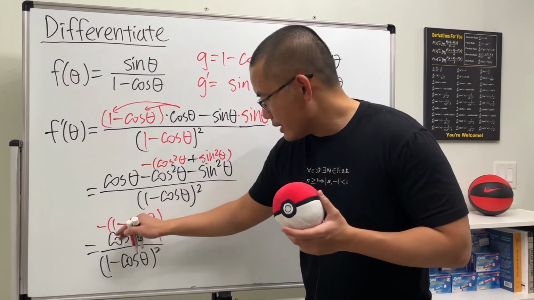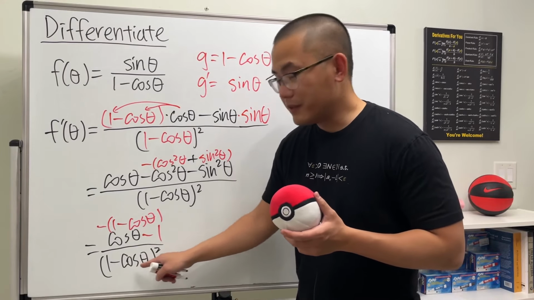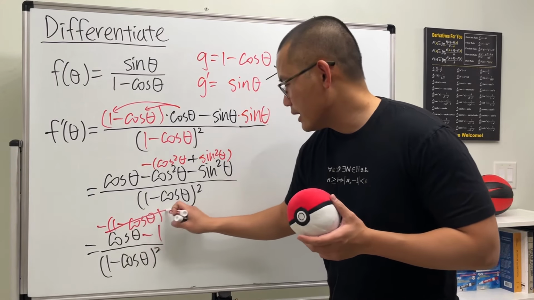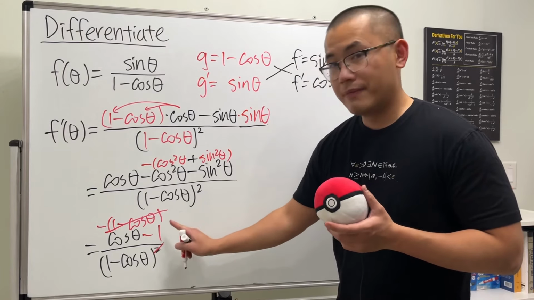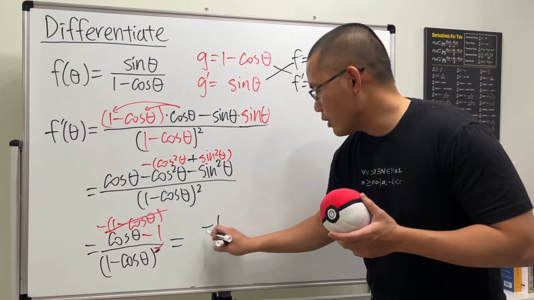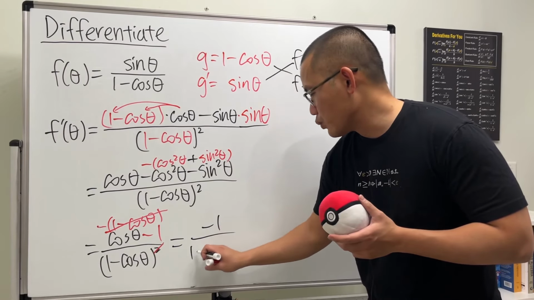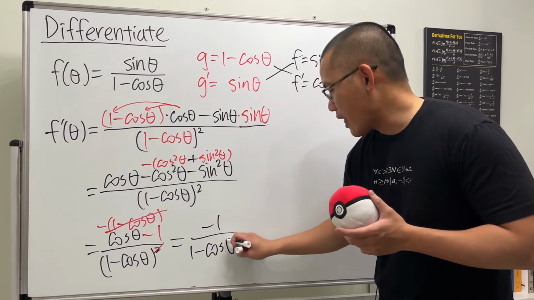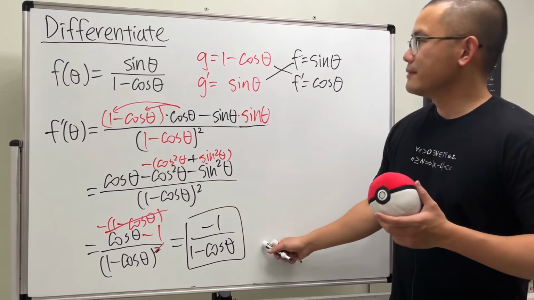And now 1 minus cosine theta, and one of this can be cancelled. So I'll cancel this, and this right here will be just power 1. So finally, the answer is negative 1 on the top over this on the bottom, which is 1 minus cosine theta. Just like that.